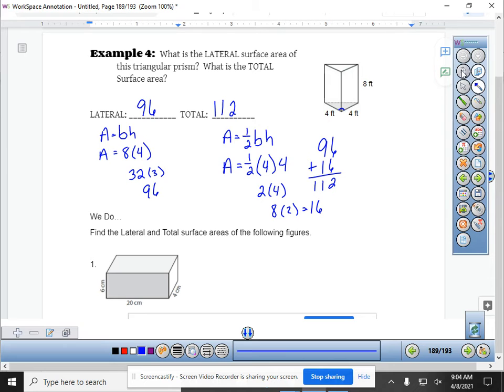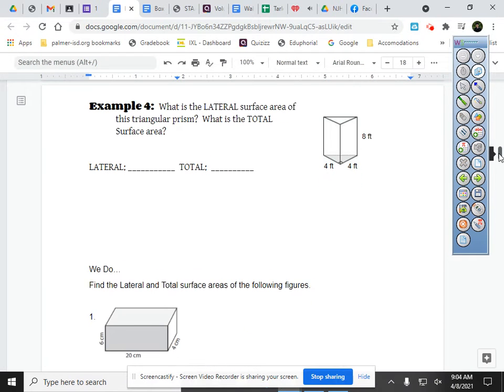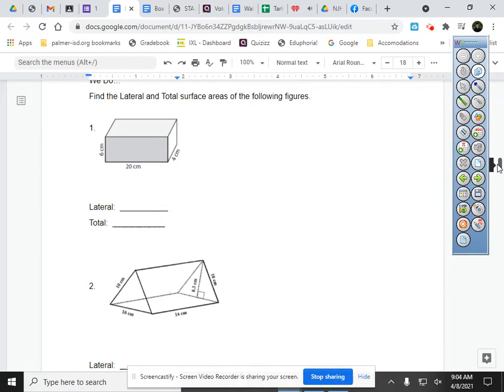Okay, I want you to try to find the total surface area on the We Do, number 1. You do not have to do lateral, just do the total. Just do the total surface area. That is the first one that we did. That's the one you're going to do. You don't have to pick a base.